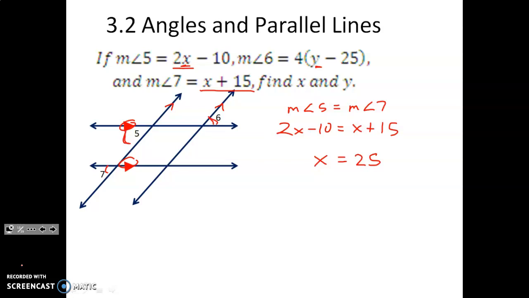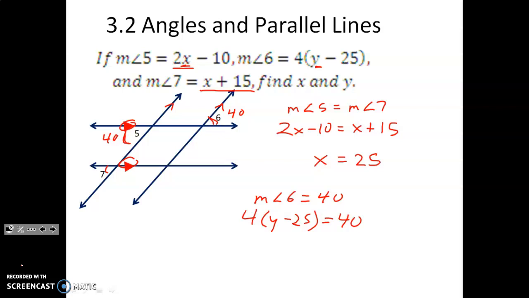So 2 times 25 would be 50, minus 10 would be 40. So then this angle over here would have to be 40, but again, that doesn't help me with y. So I know the measurement of angle 6 has to equal 40. Substitute for 4 times (y minus 25) equals 40. Now I do this a little differently.